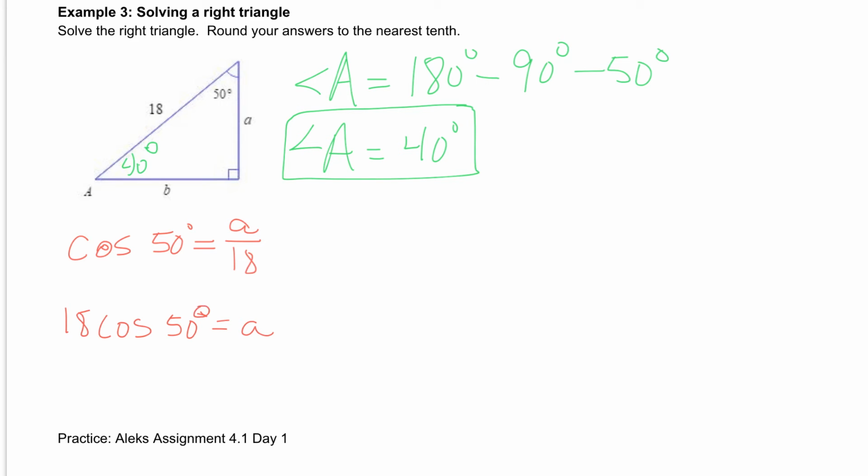I want to type this in my calculator. Again, I have to be very careful that my mode is in degrees before I do that. And if I multiply 18 by the cosine of 50 degrees, I get about 11.6 for A. Please try that. Make sure you're getting things typed into your calculator correctly.